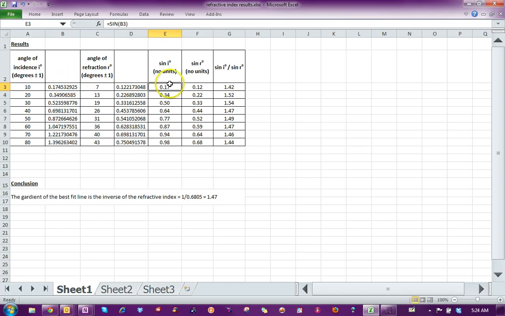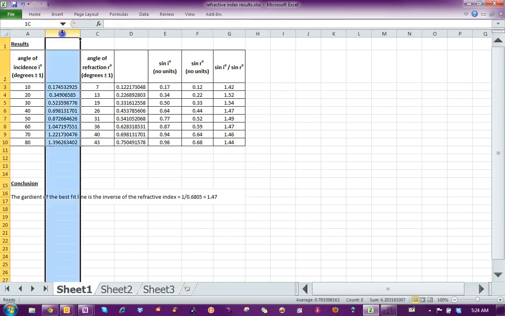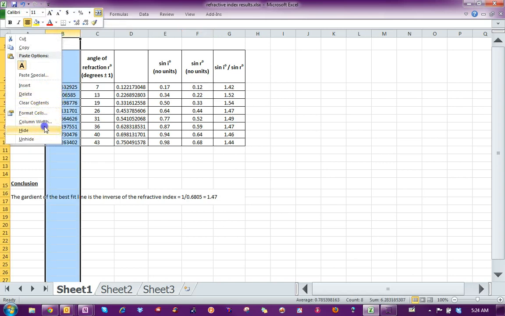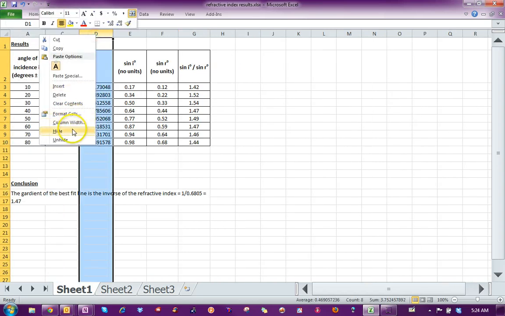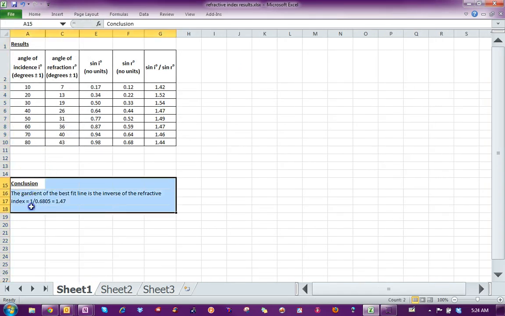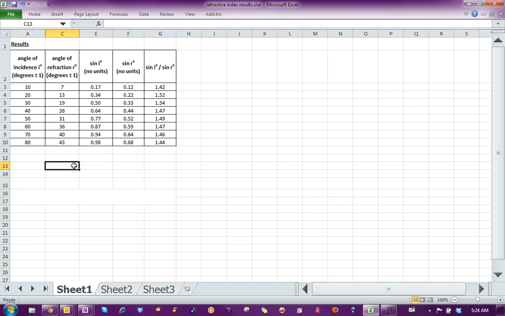All I will do then is do the sine of R, which is again convert R, the angle of refraction, into radians, and then do the sine of that. I'm just going to hide those two columns again and also delete my conclusion because you shouldn't be seeing that either. Thank you.